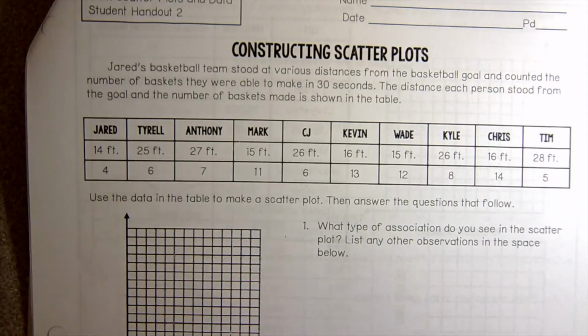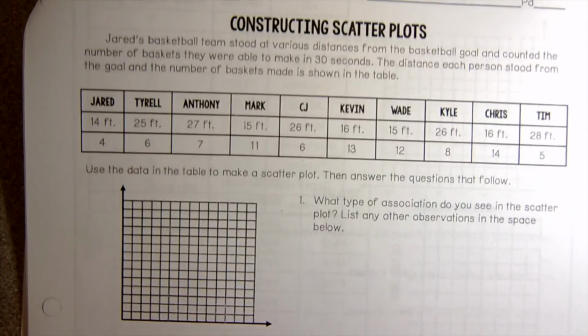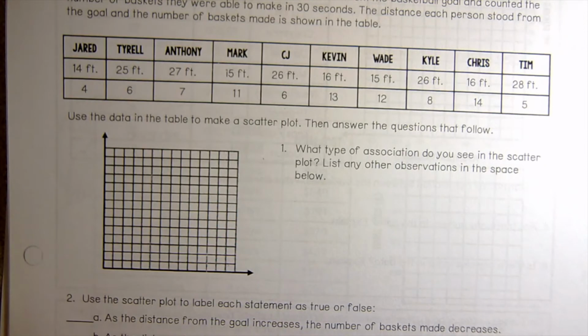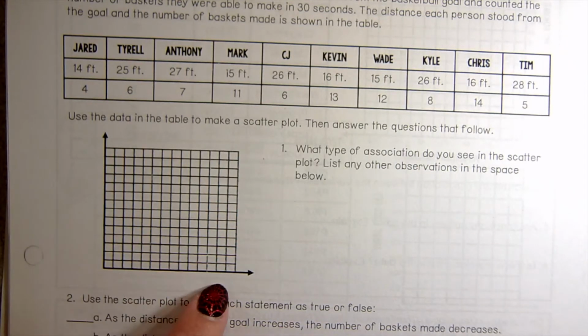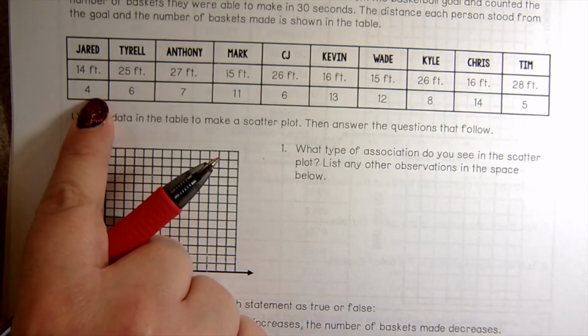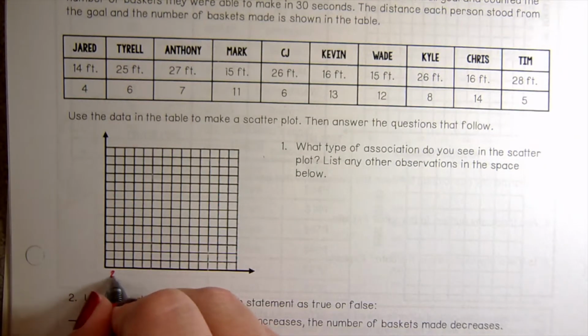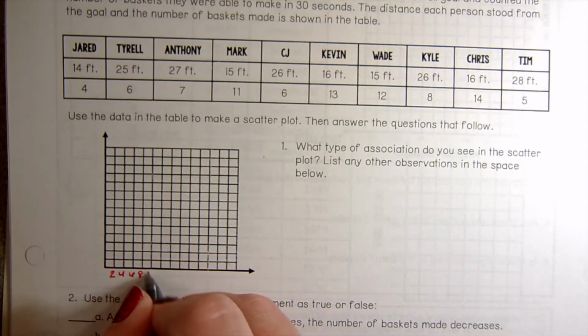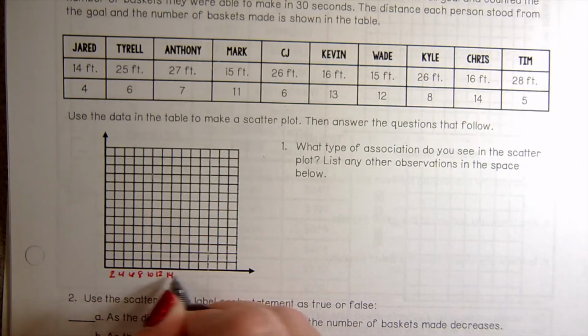Constructing scatter plots. So for this one, Jared's basketball team stood at various distances from the basketball goal and counted the number of baskets they were able to make in 30 seconds. The distance each person stood from the goal and the number of baskets made is shown in the table. So first we need to plot this data. For the x-axis, you need to count by 2s. For the y-axis, you can count by 1s. And so do your scale and graph.